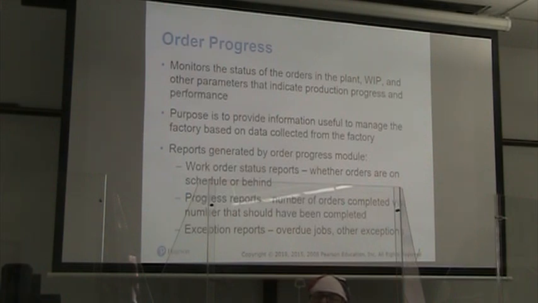The reports that are generated by the order progress module are work order status reports that tell us, are the orders on schedule, are they behind, are they ahead? Our progress reports, the number of orders that have been completed versus the number that should have been completed. Exception reports for overdue jobs or other exceptional circumstances.